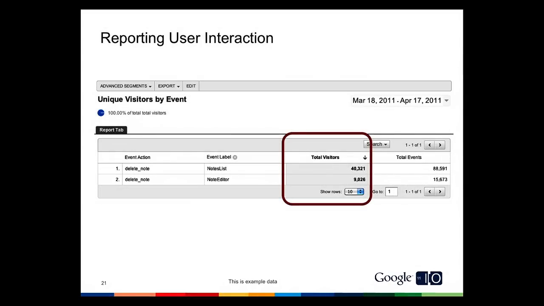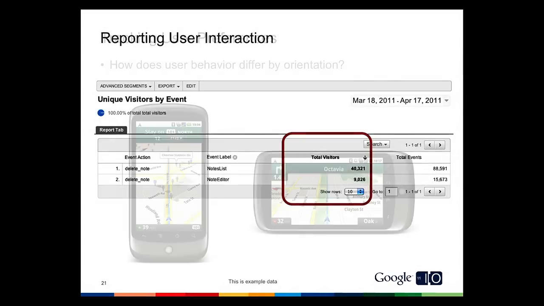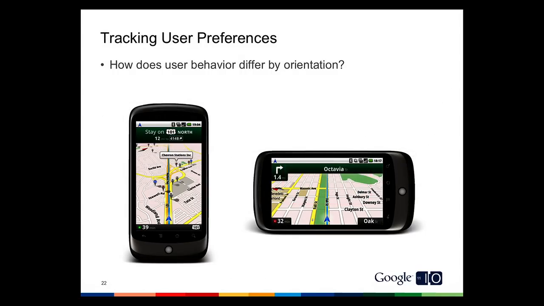So we just talked about tracking views. We talked about tracking content interactions. The third thing we're going to talk about is tracking user preferences. And in this case, what we want to understand is how behaviors differ by orientation of the device. Are certain features used more when it's in portrait mode or landscape mode? And what this example will show you is how to start using custom variables to track user preferences.